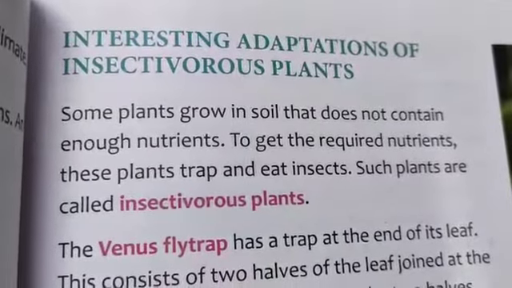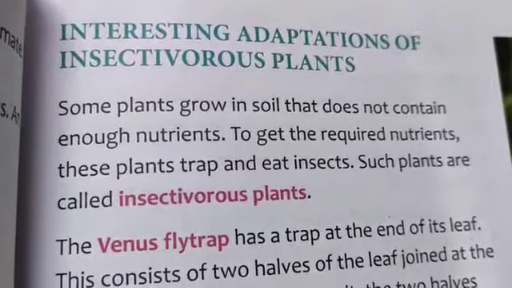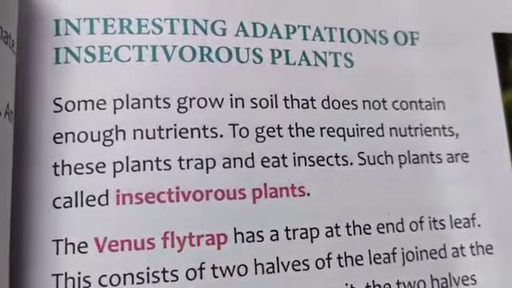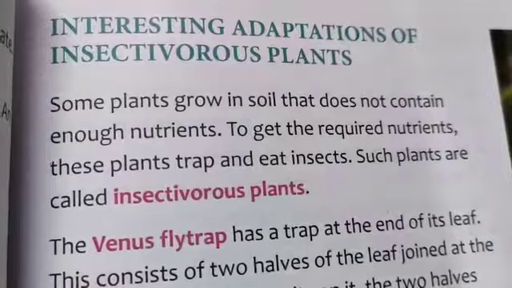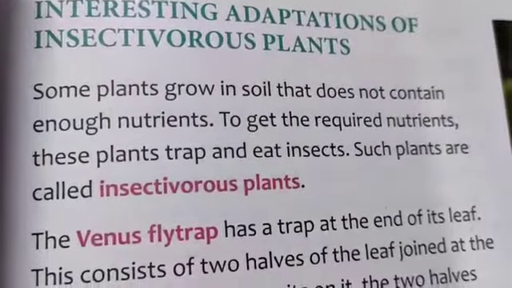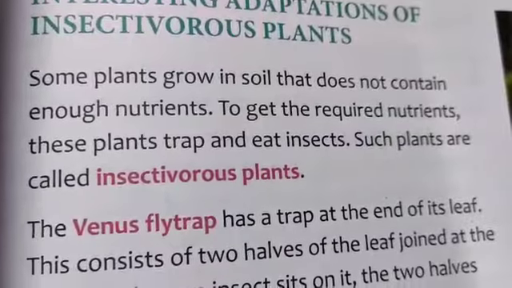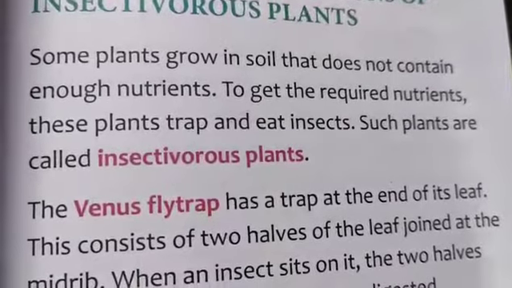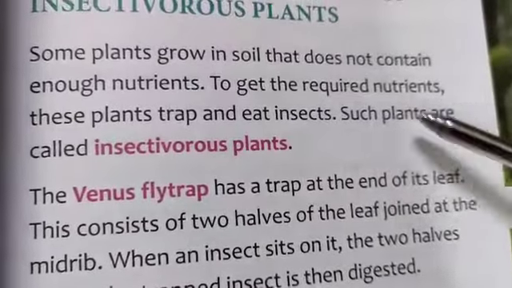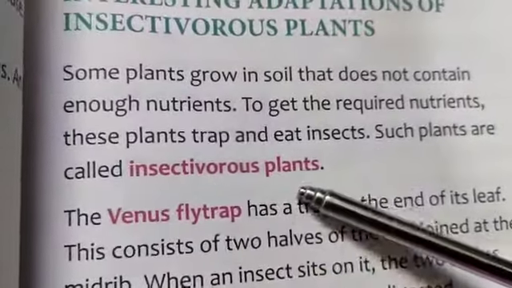Students, till now we have learnt about adaptations of the terrestrial plants. Today, let us learn about some interesting adaptations of insectivorous plants. What are insectivorous plants? Some plants also eat insects. Why? Some plants grow in soil that does not contain enough nutrients. To get the required nutrients, these plants trap and eat insects. Such plants are called insectivorous plants.